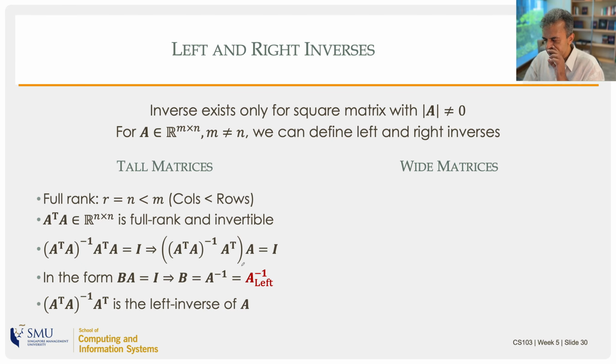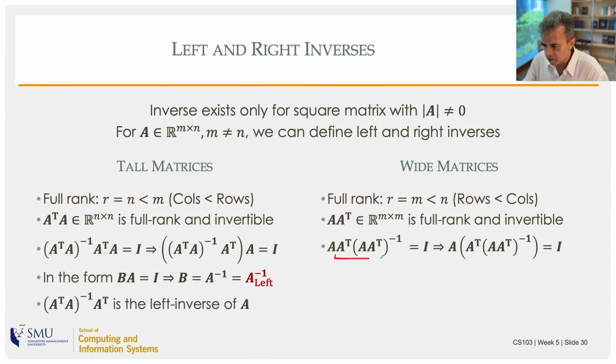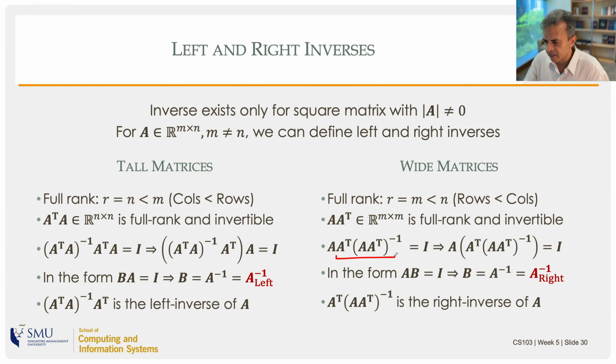But for a wide matrix, full rank means all rows are linearly independent. And this time A A transpose is actually a smaller matrix compared to the wide matrix because M is smaller than N, we've got more columns. And that is full rank also because the rank is M, and that can be inverted. So now A A transpose times (A A transpose) inverse is going to be I. Now you can see something multiplying A on the right is giving you I. So we can call that guy the right inverse. So A transpose times (A A transpose), the whole thing inverse, is the right inverse of A.